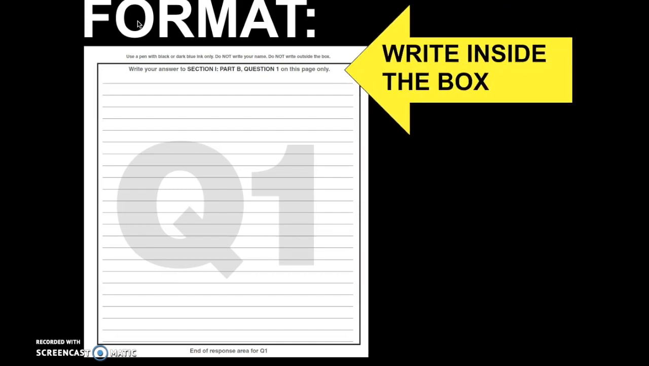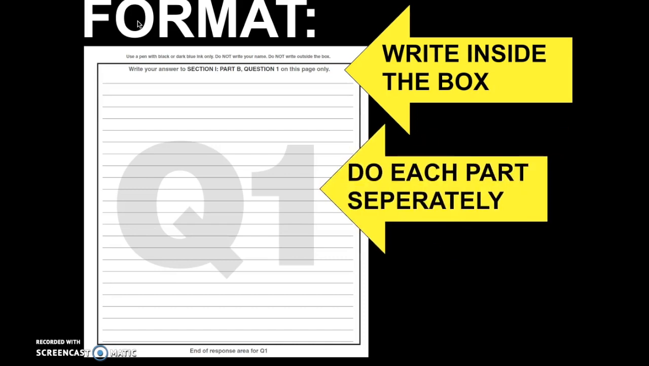A couple other little things. 1, you must write inside the box. Writing outside it does not count. And what you do is you're writing with a pen. Sometimes you make a mistake. You want to add some stuff. You can't do it outside the box. It must be inside the box. You do want to do each part separately.